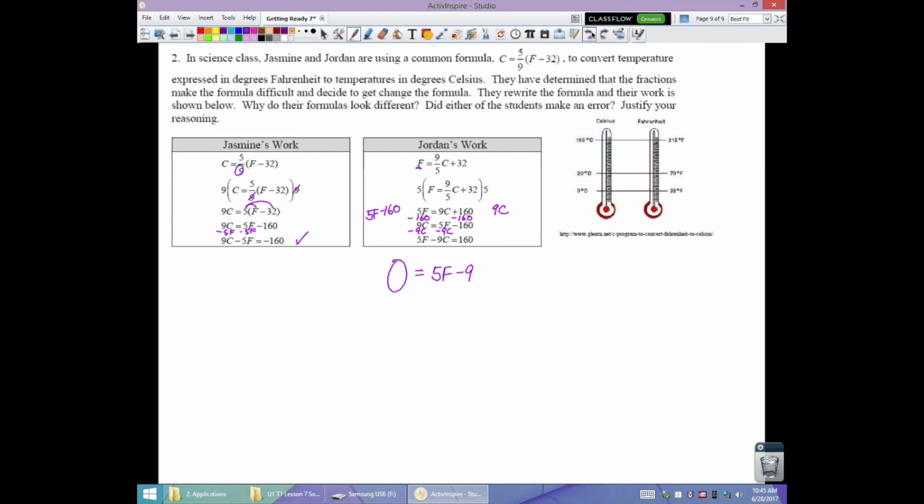So what could we have done instead? If we want the variables both on the same side, it would make sense to bring the 5F to the left to join the 9C. And we do that by subtracting 5F on both sides. So rather than his final result, we would end up with 9C minus 5F equals, cancels, negative 160. And now Jasmine and Jordan's work can result in the same answer.